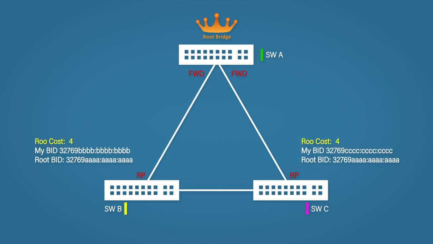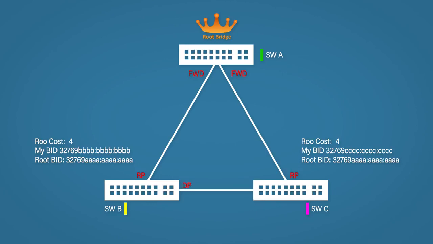First, they look at the lowest root cost to the bridge. If that ties, they look at the lowest bridge ID. If that ties, again it goes to the lowest neighbor port priority. And if that ties, the lowest neighbor port number. So it's pretty similar to the tiebreakers of root ports. In this case, switch B becomes the designated port.